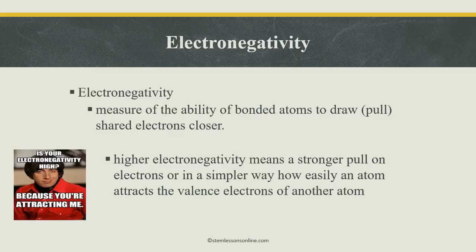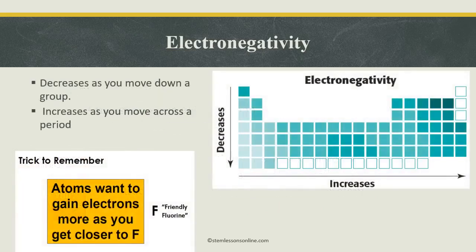Now let's see what is electronegativity. Electronegativity is a measure of the ability of bonded atoms to draw or pull the shared electrons closer. Higher electronegativity means a stronger pull on electrons, or in a simpler way, how easily an atom attracts the valence electron to another atom. That is what is called electronegativity. The same trend as ionization energy. Let us see. Look at that one.